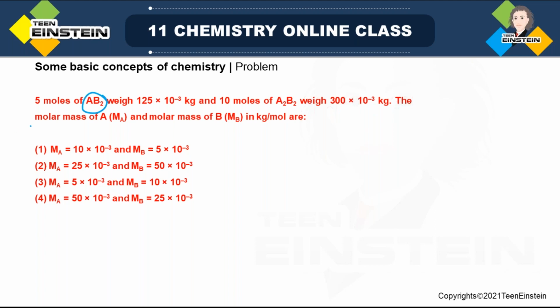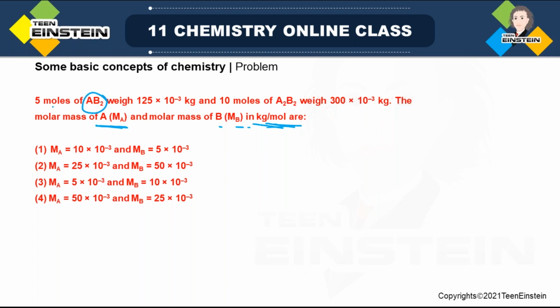The molar mass of A, which is Ma, and molar mass of B, which is Mb, you have to find in terms of the unit kg per mole, not gram per mole, kg per mole. Be very careful about the units. Okay, so different options are given. As Ma and Mb are the two molar masses, and they are unknown, we have to find these unknown values.